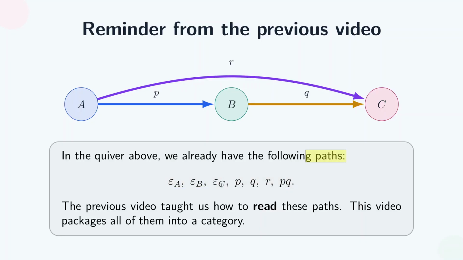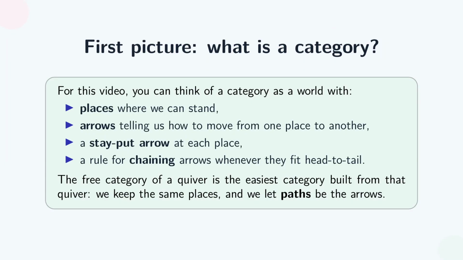This is the key transition. In the previous discussion, we learned how to read these paths. In this discussion, we take the next step. We gather all those paths together and package them into a category. That is the bridge we are crossing now.